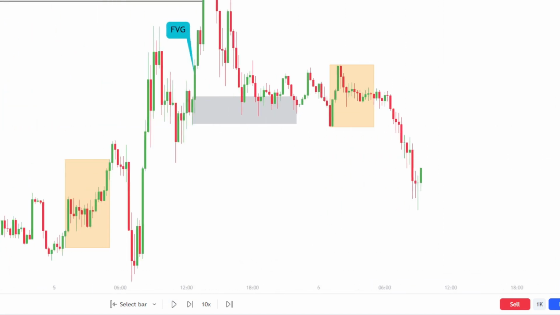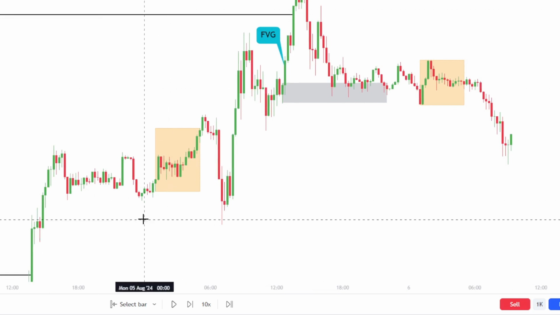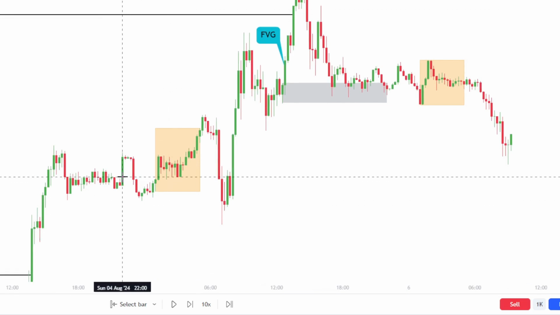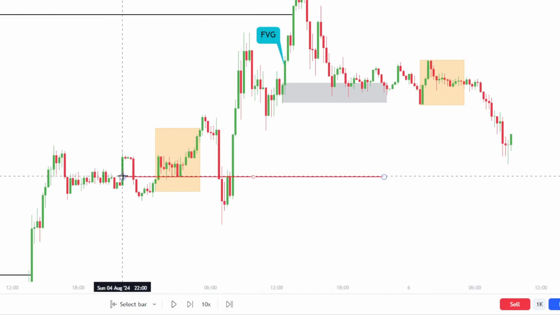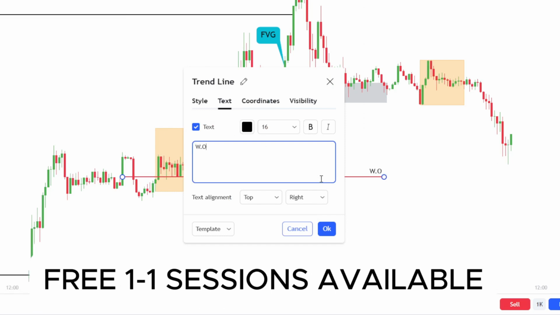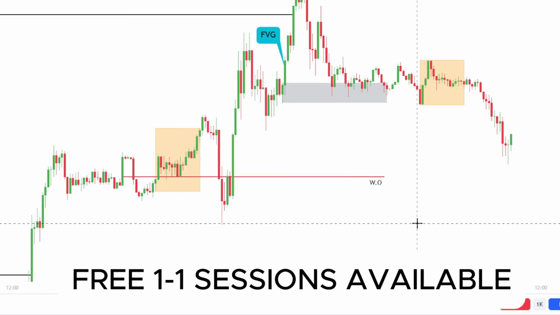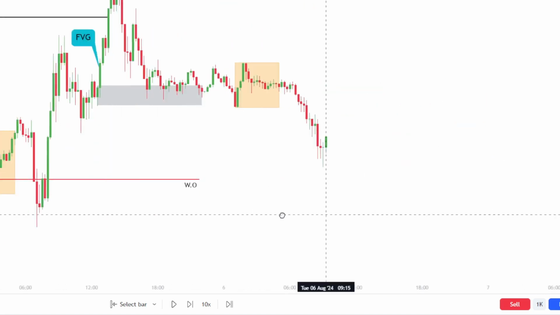Okay, so a couple of things to understand from this perspective. Again, weekly opening. Here's a quick tip for everyone. The weekly opening is over here. What I like to do is draw a line and extend it to the right. This is our weekly opening, so I'm just going to write WO for short. And the tip here is to look for fair value gaps above the weekly opening to sell from. And this is exactly what I mean by that.